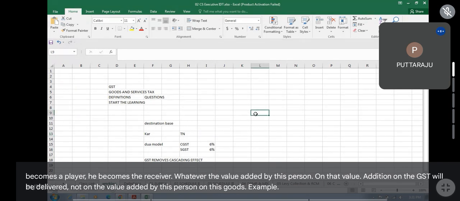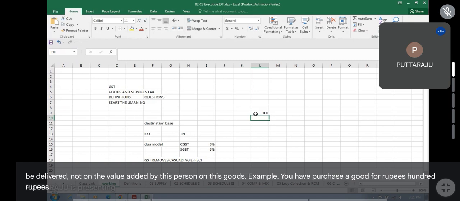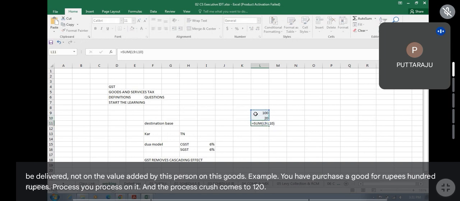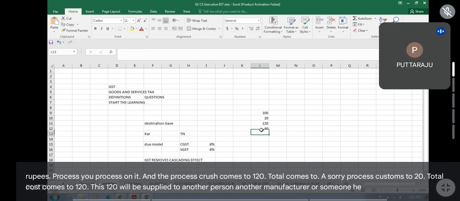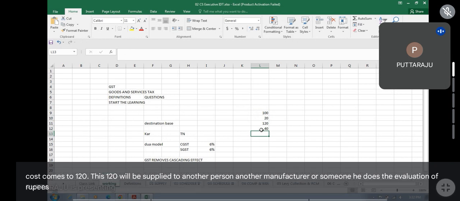Example, you have purchased a good for ₹100. You process on it, and the process cost comes to 20. Total cost comes to 120. This 120 will be supplied to another person, another manufacturer or someone. He does the value addition of ₹40. Total value of the product comes to 160.